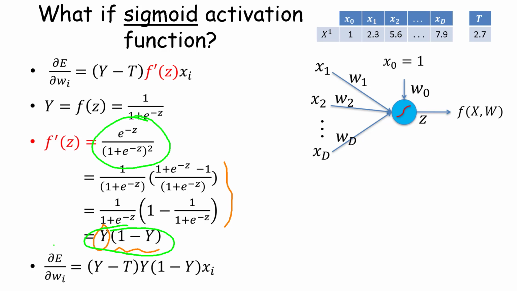The partial derivative of the error for a sigmoid function becomes this formula right here. If you had a different activation function, you would have to stick with this general formula, but for sigmoid, we can use this.